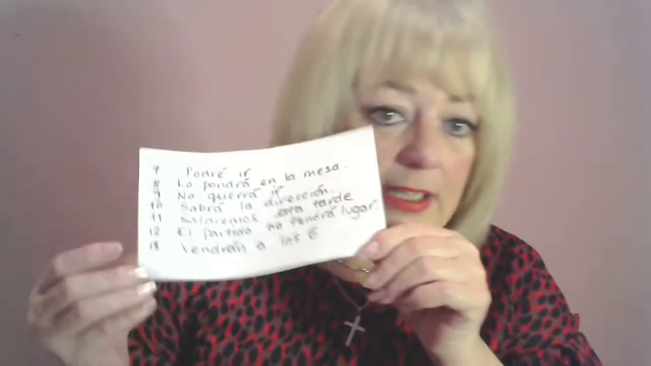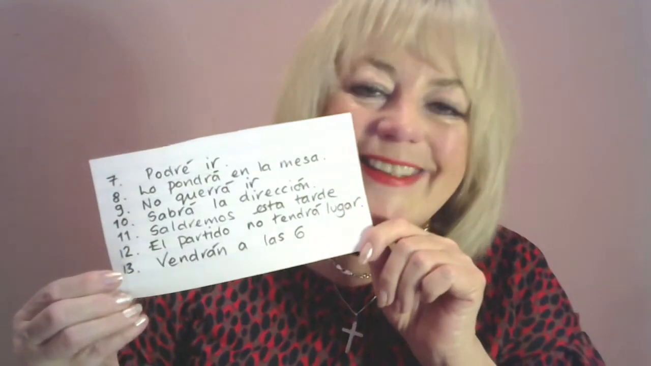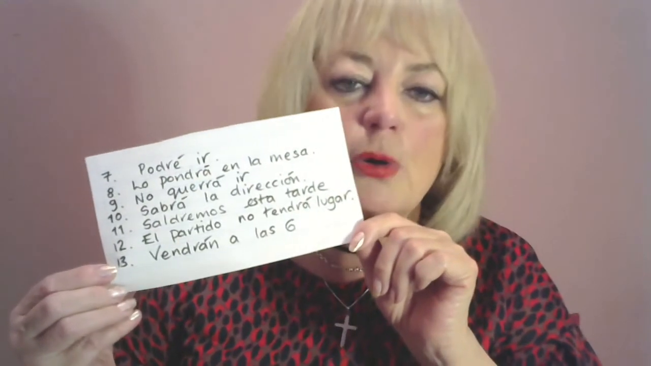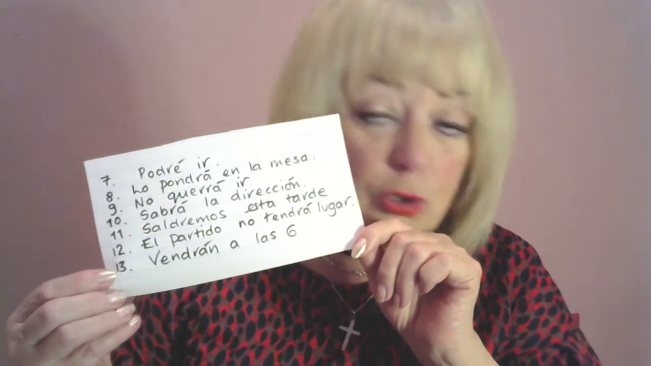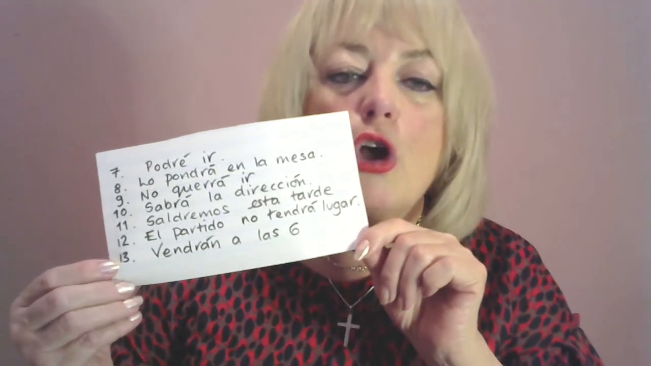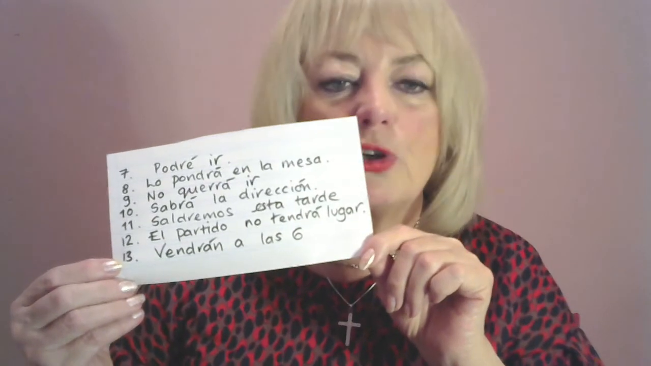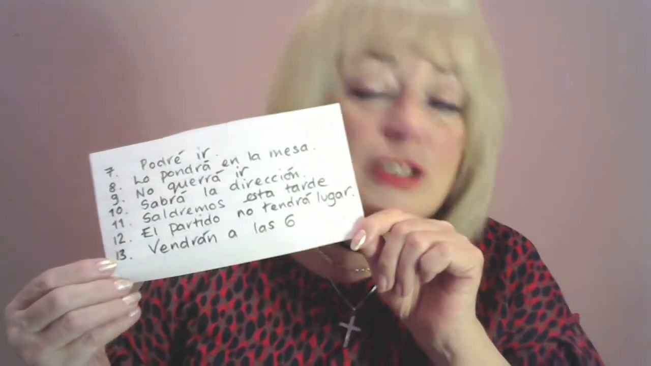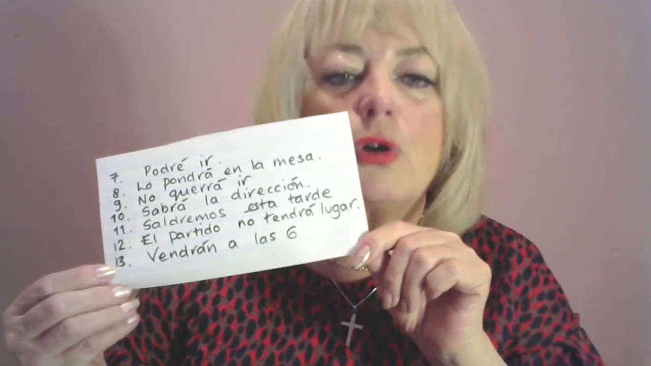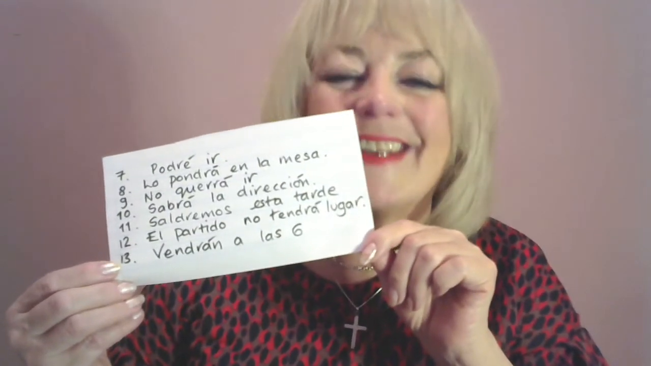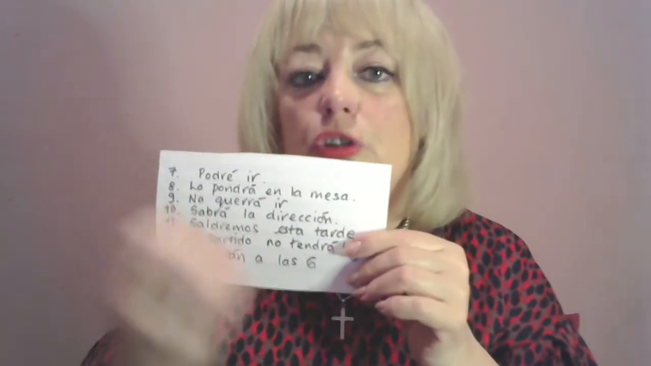So to be able in Spanish is poder. And in the future tense, it's irregular. Podré ir. Número 8, poner is also irregular. Lo pondrá en la mesa. Número 9, querer is also irregular. No querrá ir.